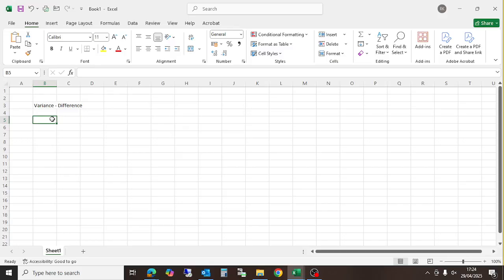But the specific name of the variance is actually determined by the type of financial element that it is. I'll give you an example. If we talk about costs, and if we are more specific, we talk about fixed costs, it will be a fixed cost variance. But if we talk about variable cost, it will be a variable production variance. If we talk about sales, it's a sales variance.